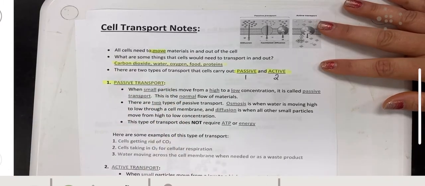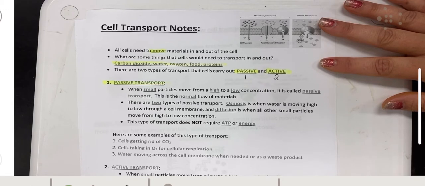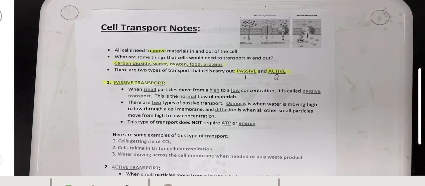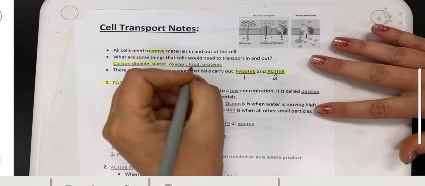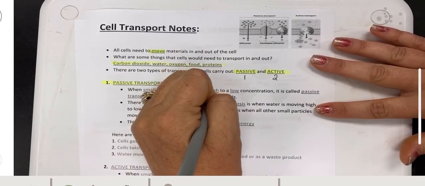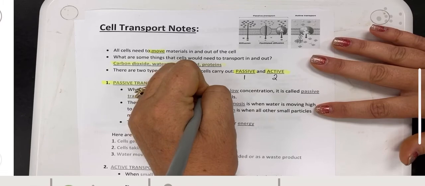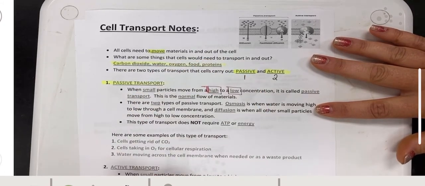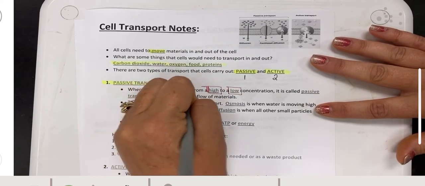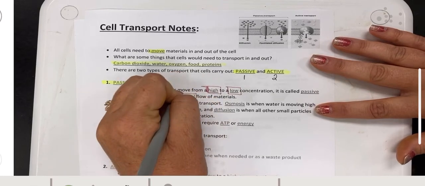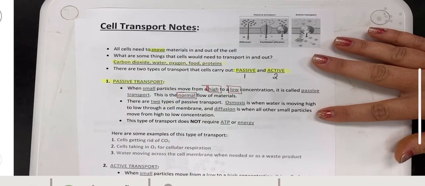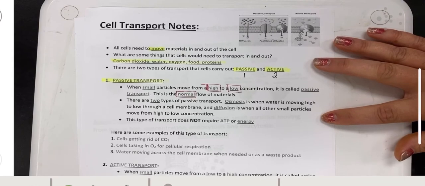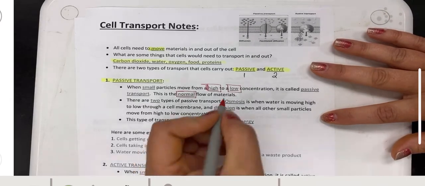All right, so passive is simply, as it states, no energy required. Passive means that you're going from an area of high to low concentration. So there's some key words that I'm going to box in here. High, whoops, that's a horrible box. High to low concentration. You're going with the flow, high to low concentration. This is normal movement of particles from high to low concentration. So passive, normal movements.